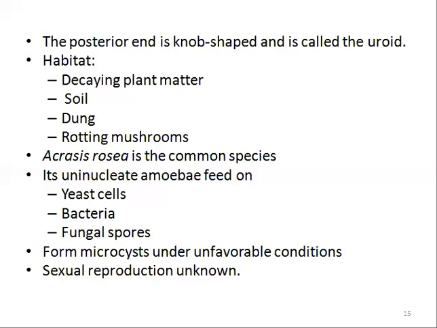The uninucleate amoebae feed on yeast cells, bacteria, or fungal spores. They can exist under unfavorable conditions, especially in drought conditions, by forming microcysts. These are the parts that help them in survival in the unfavorable conditions. Each microcyst germinates again to release a single amoeba. Sexual reproduction in the acrasid slime molds is unknown.